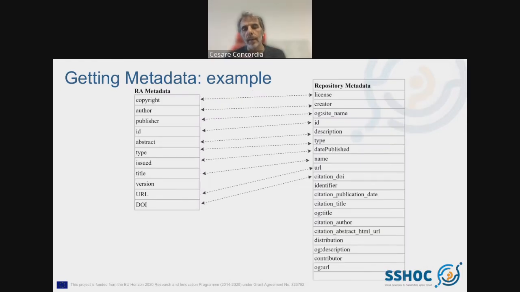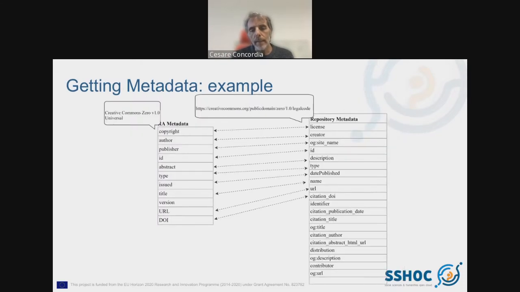These two subsets, most of the properties refer to the same entity. For instance, the license in the repository metadata is the same as copyright, author and creators: different labels to indicate the same entity. But there are some particular entities that are not contained in one or the other. So we use this to enrich, to create a new profile for this citation in our repository.